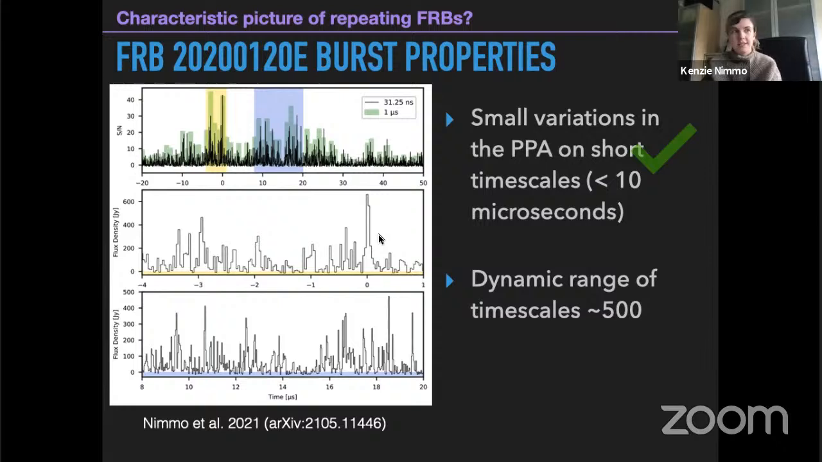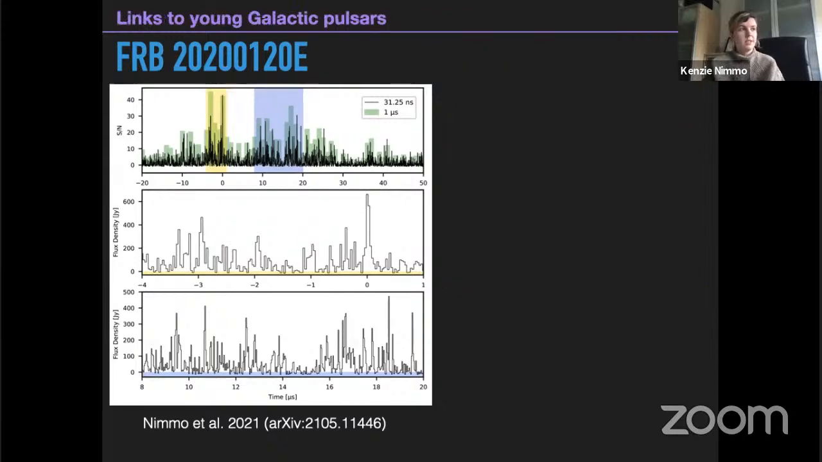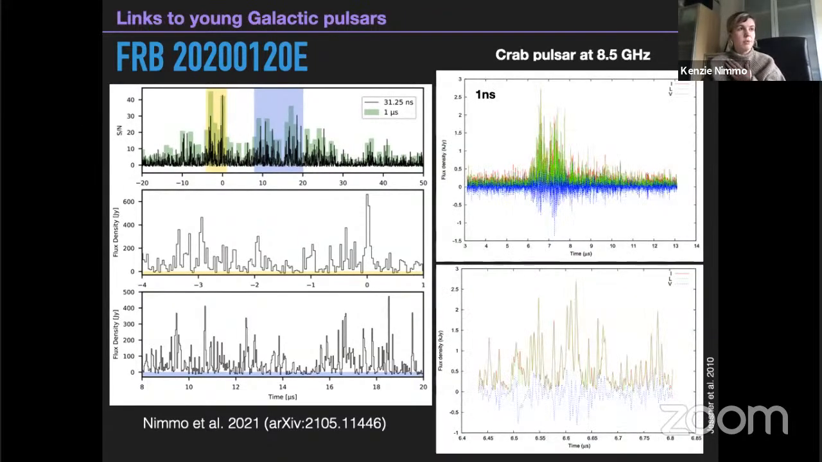Similar to 180916B as well, not all of the bursts resolve down to these isolated shots, and we do see a range of timescales with a dynamic range of about 1,000, so completely consistent with this other repeater. This forest of shots that you can see here really resembles what we see in the Crab pulsar. So this is an example of a Crab pulsar giant pulse, where you can see the same kind of forest of shots in the burst. This is a zoom in of a subsection of this.